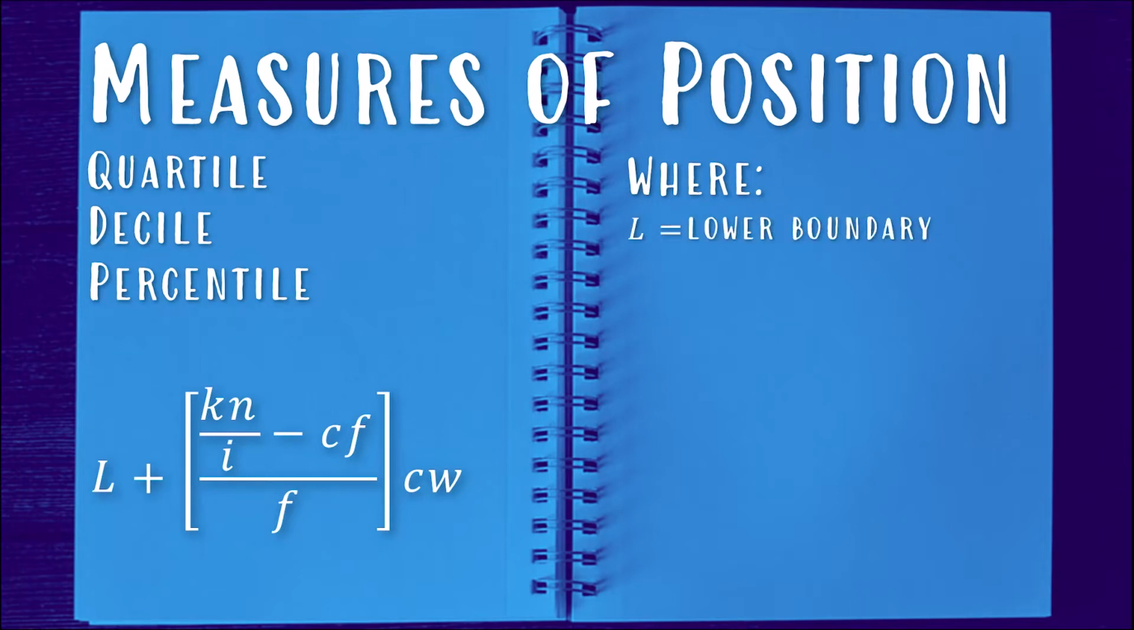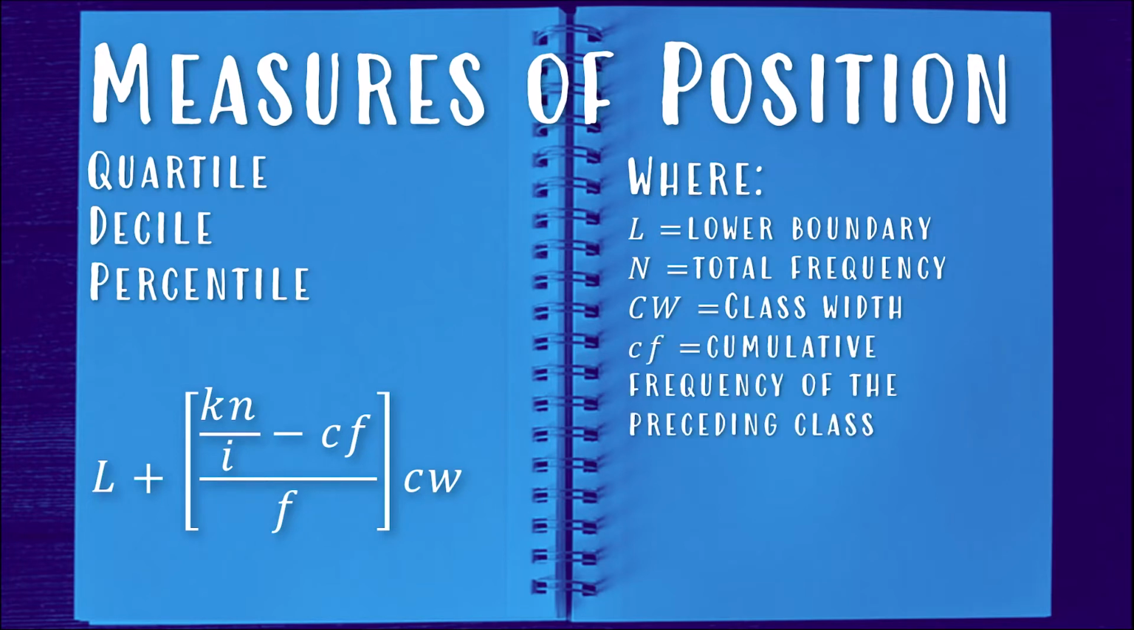Si L is the lower boundary, and depende po sa hinahanap: lower boundary of the quartile class, lower boundary of the decile class, or lower boundary of the percentile class. Depende po sa given. Okay, next is N. N is the total frequency. Cw, again, that is the class width. And the Cf is the cumulative frequency of the preceding class. And F is the frequency of the class.